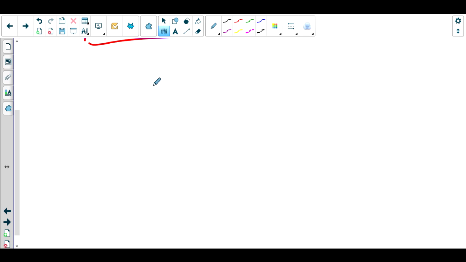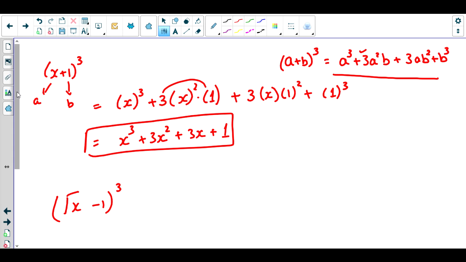Let's do some more practice questions. Let's take a square root one. If we have something like this, under root x minus 1 cube, we can again use the same formula which we have here. We can write it as a cube. So always use brackets first to substitute. To avoid mistakes in exams, always first do one extra step, do the substitution first, then open the brackets in the next step. We have a cube.